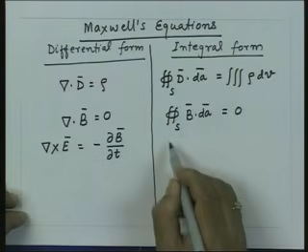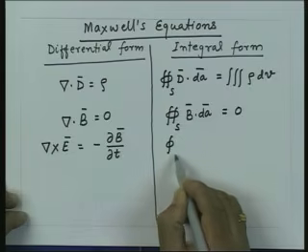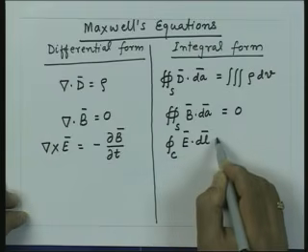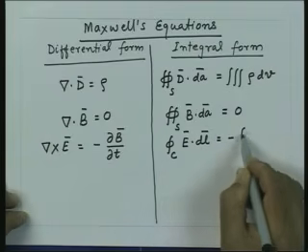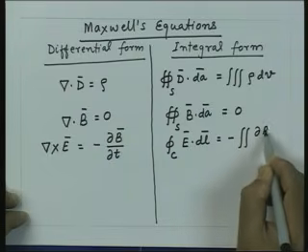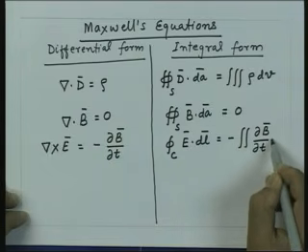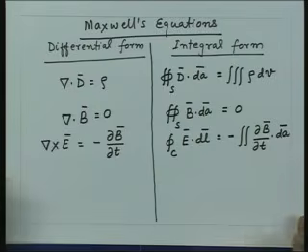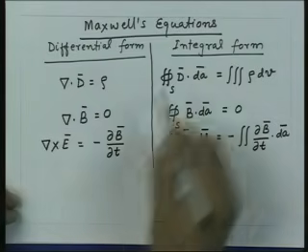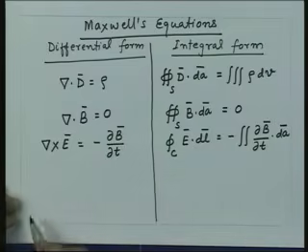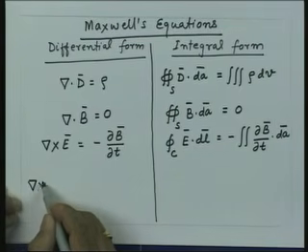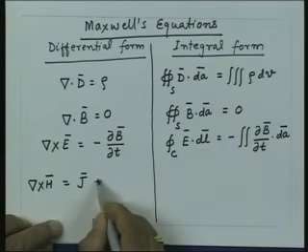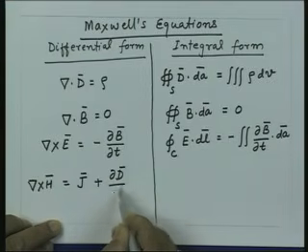In the integral form, it can be written as the integral over the contour of E dot dl, that is equal to minus the integral of dB by dt dot dA. And finally, Ampere's law, which we have got after introducing the displacement current density, that is del cross H will be equal to J plus dD by dt.